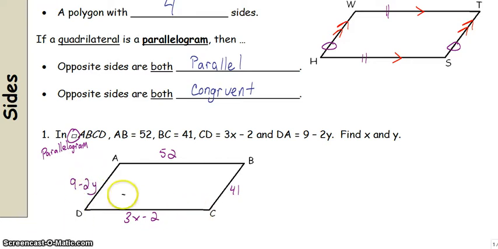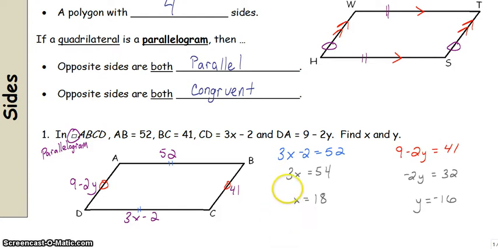Because the properties state that opposite sides are congruent, I know that segment AB is congruent to segment DC. I can find x, because they're congruent, by setting those two equal to each other. And 3x minus 2 equals 52. Similarly, segment AD is going to be congruent to segment BC. Because they're congruent, their lengths are equal, so I can find y by saying that 9 minus 2y equals 41. Go ahead, press pause, and solve those. Check your answers at the end.